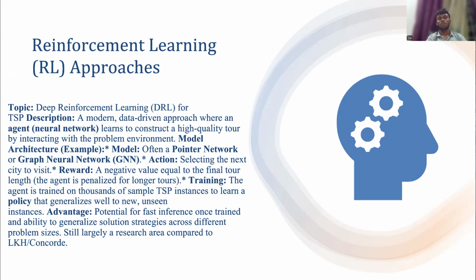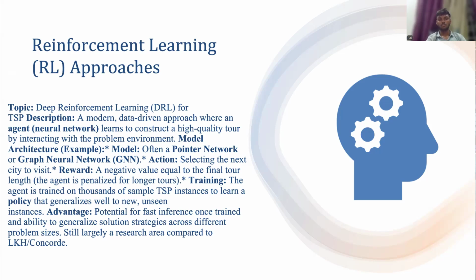Model architecture example: the model is often a pointer network or graph neural network. Action: selecting the next city to visit. Reward: a negative value of the final tour length. The agent is penalized for longer tours. Training: the agent is trained on thousands of sample TSP instances to learn a policy that generalizes well to new unseen instances.